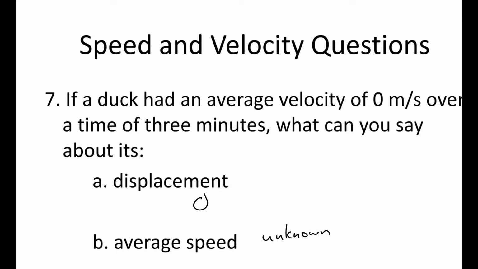So if the duck, I'm going to draw an awesome duck, walked around in a circle during this time and came back to where it started, its displacement would be 0 because it's no distance from where it started to where it ended. But its average speed would not be 0 because it had some distance it traveled in that amount of time to go around the circle. Does that make sense? Is that a good duck?